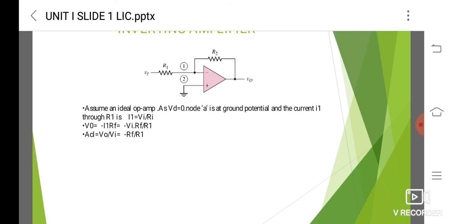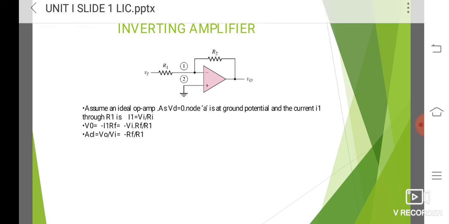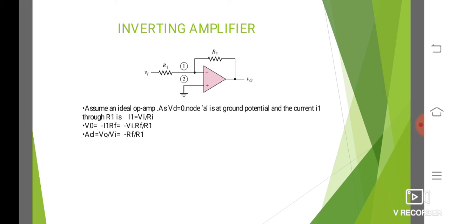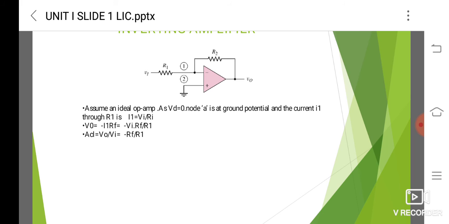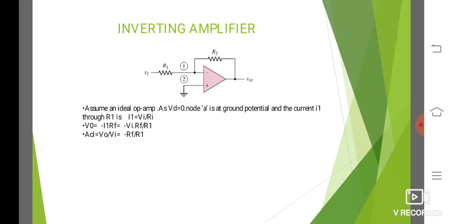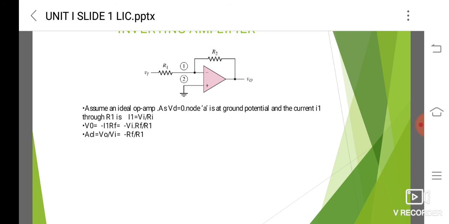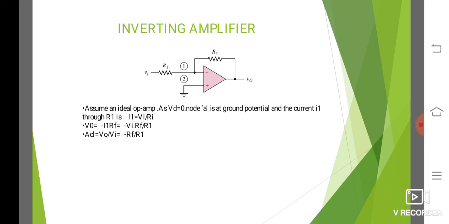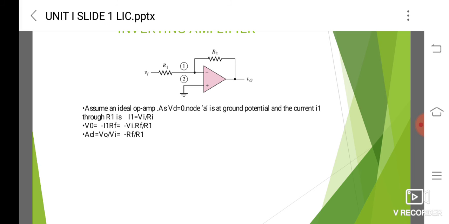And here the input signal Vi is applied to the inverting input terminal through R1, and the non-inverting input terminal of the op-amp is also grounded. Okay, and also for simplicity we are just assuming that this is an ideal operational amplifier. So in the case of an ideal operational amplifier, we are assuming that Vd equal to 0, that is, the difference between the two input voltages is equal to 0.